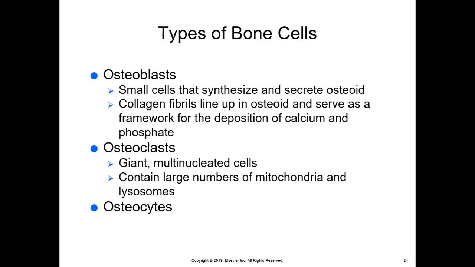Definitely know these three types of bone cells and what they do. The osteoblasts are small cells, and they are bone forming cells. They're found in all bone surfaces. Osteoclasts are responsible for the breakdown of bone and erosion of bone minerals. So they release the bone minerals. Then you have osteocytes. Osteocytes are mature osteoblasts.